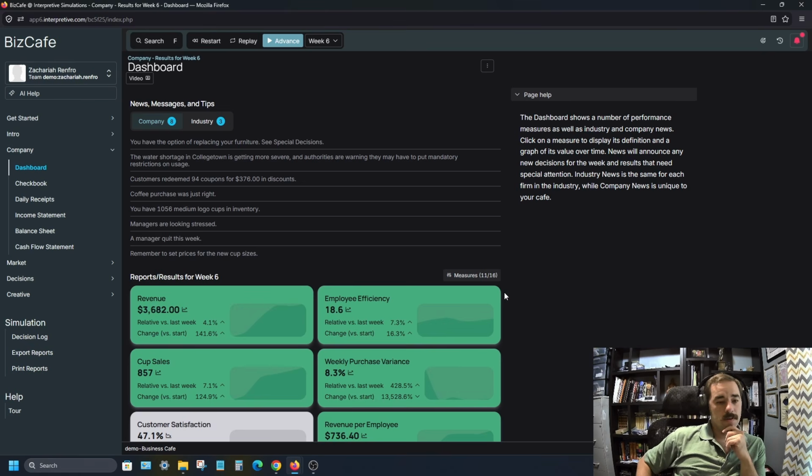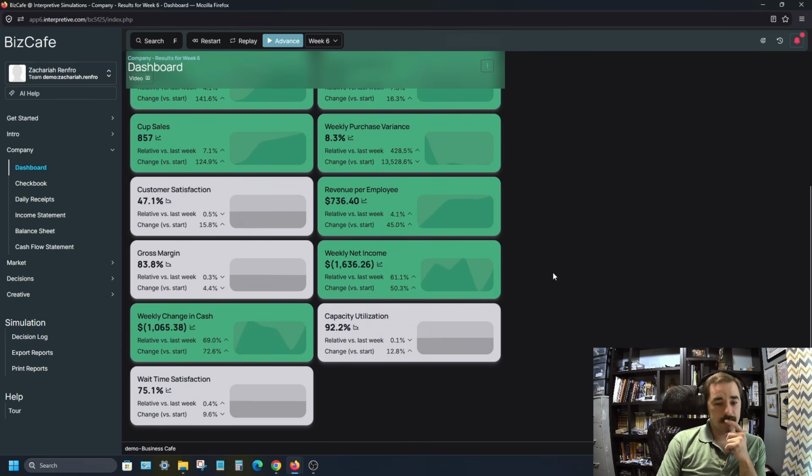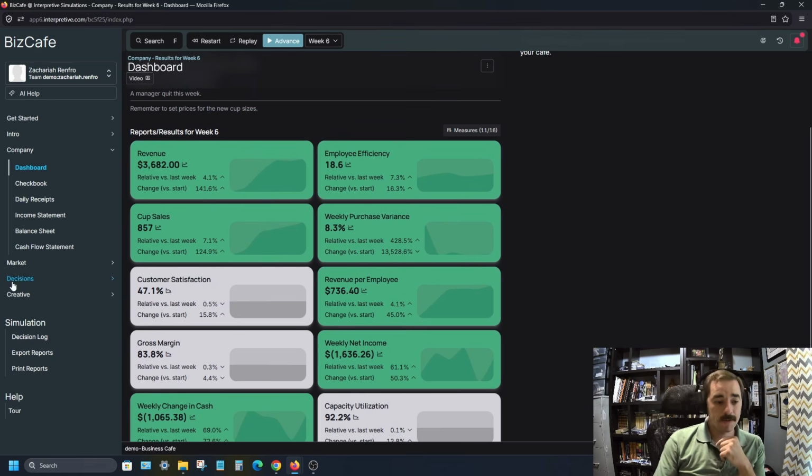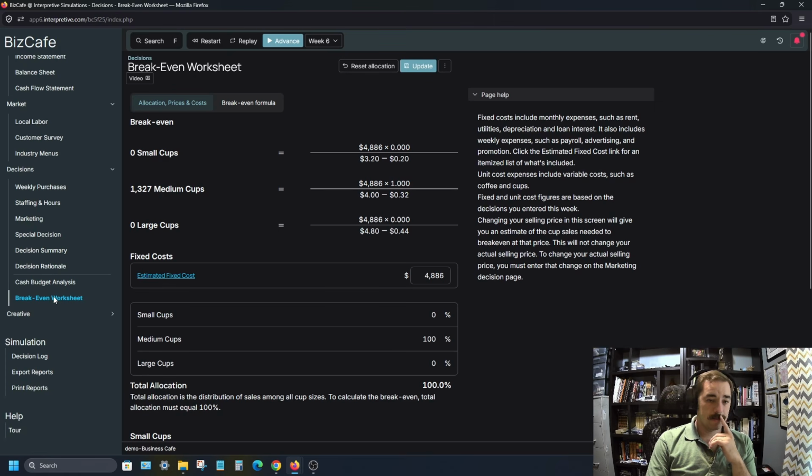Option to replace furniture. Water shortages get more severe. 376 coupons. 10,000 cups. Manager quit. Managers are stressed. Set prices for new cup sizes. Yeah, we sold almost 900 cups, but for our break even, we're not even close.